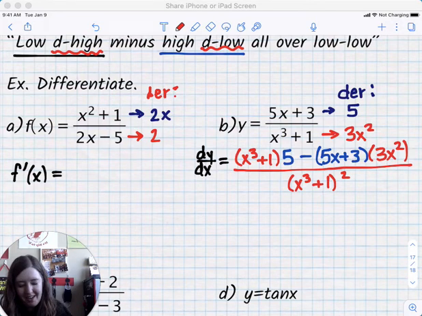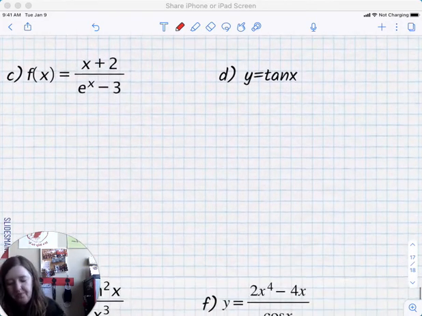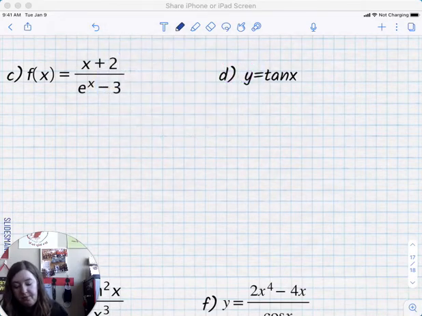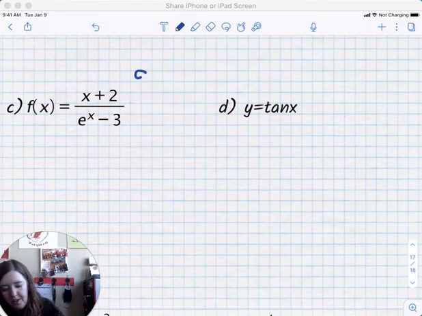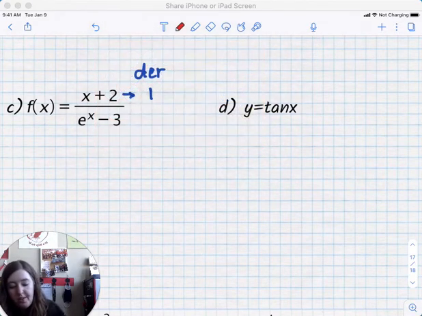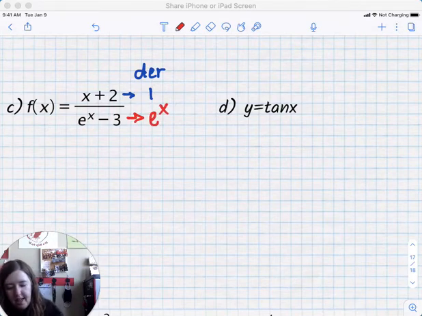Okay, let's take a look at another one. So we want to find the derivatives of both the top and the bottom. I think it's helpful to do that. So the derivative of x plus 2 is just 1. The derivative of e to the x minus 3 is e to the x.